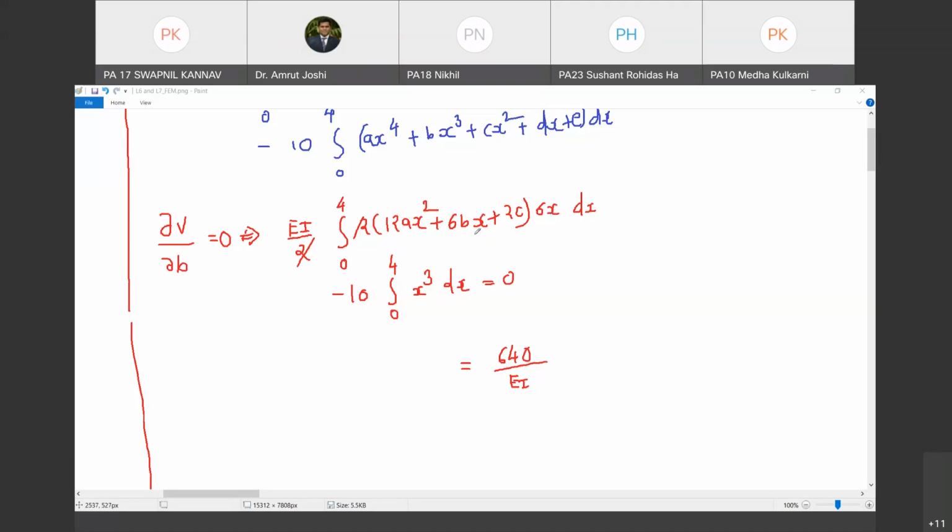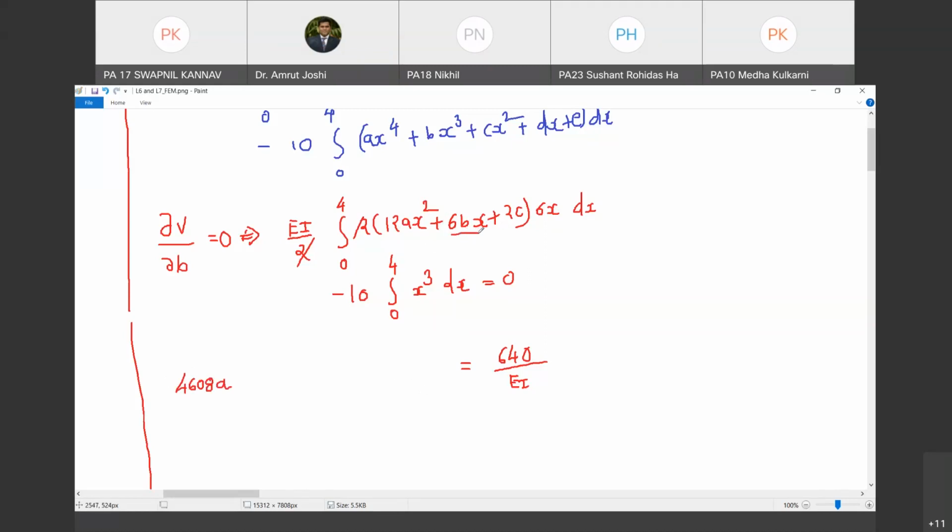I am sorry, it is 72x square, because here, just look, 6... No, that's correct, 72x cube. So what is the integration of 72x cube from 0 to 4? It is 4608. So I am going to write it as 4608a.